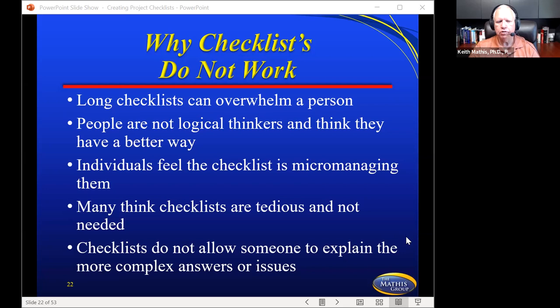And also checklists do not allow someone to explain the more complex answers or issues. And that's absolutely true. But when you do come across those events, we should be bringing management in or a subject matter expert in to be able to help us with that in order to be able to take control of that that we're looking at.